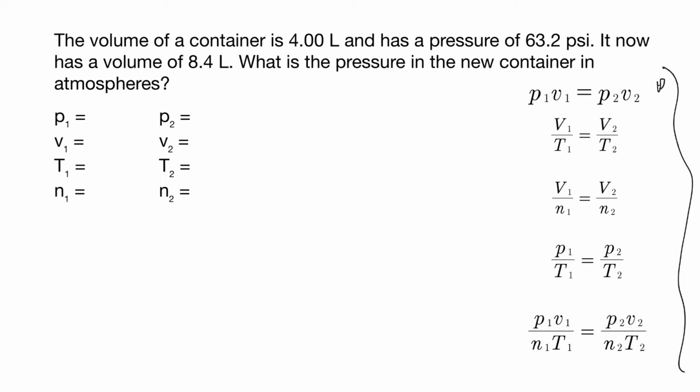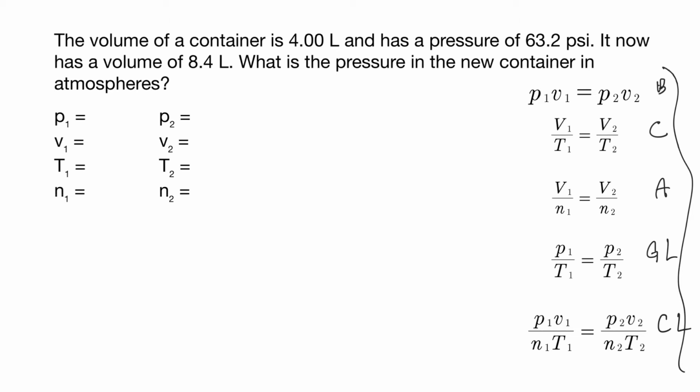Is it Boyle's law, the inverse relationship between pressure and volume? Is it Charles' law? Is it Avogadro's law? Or Gay-Lussac's law? Or is it the combined gas law at the end? So which of those do you use? Well, I guess it depends on what they give you and what the unknown is.